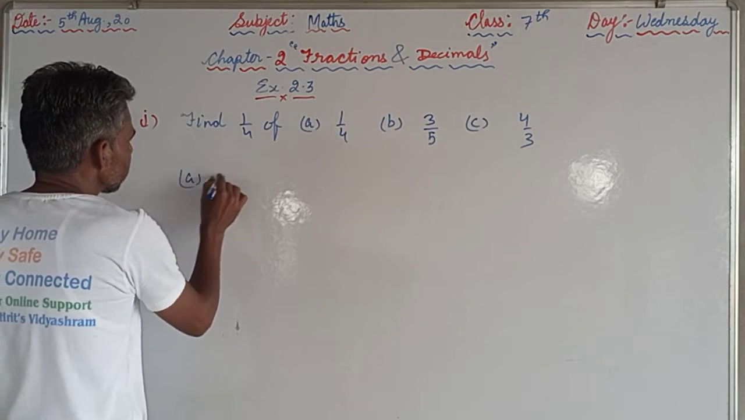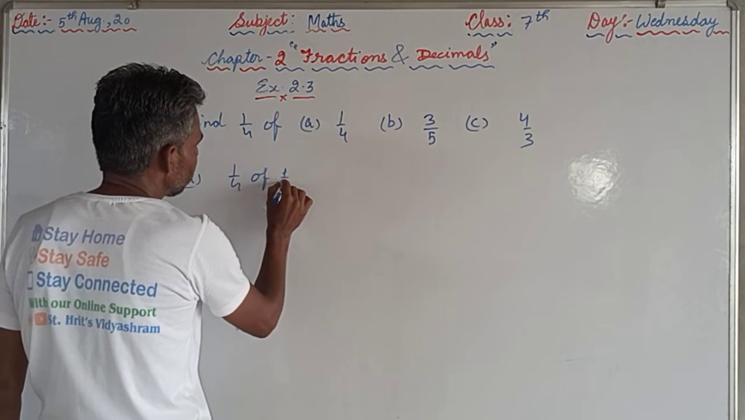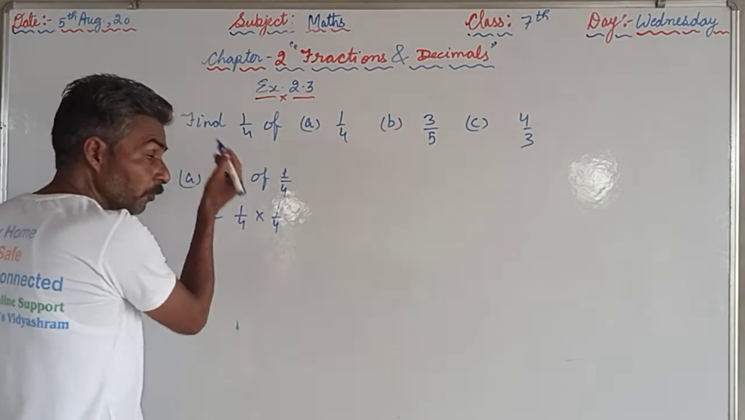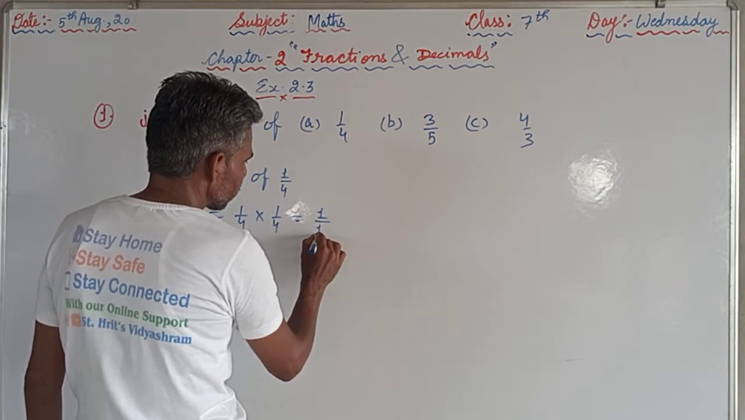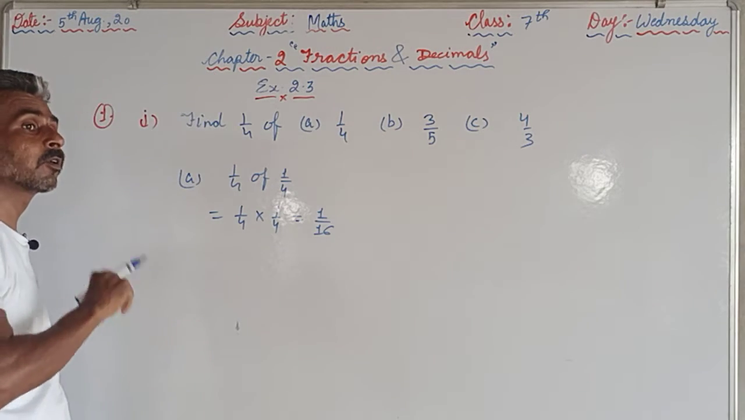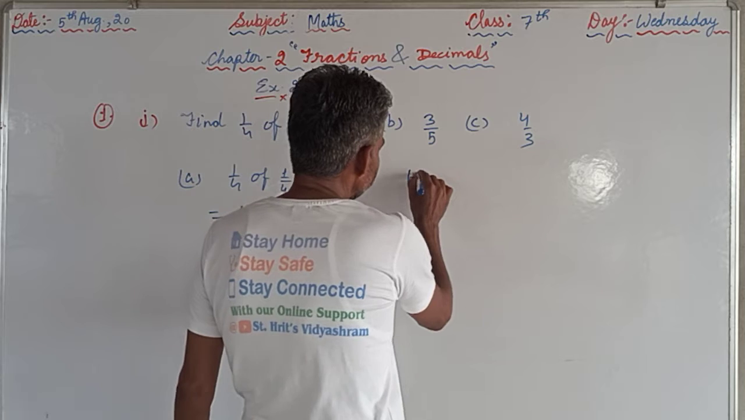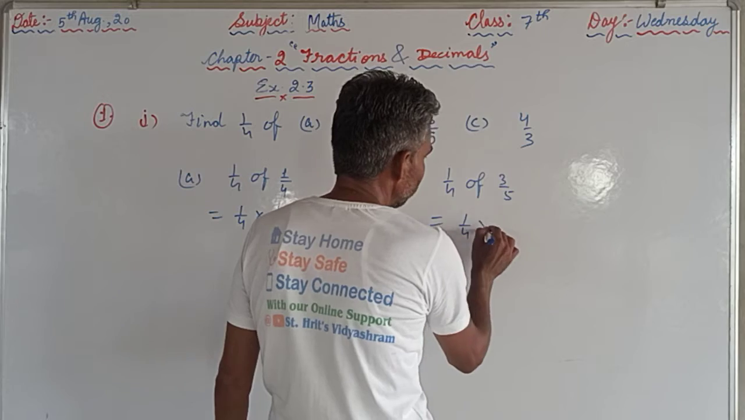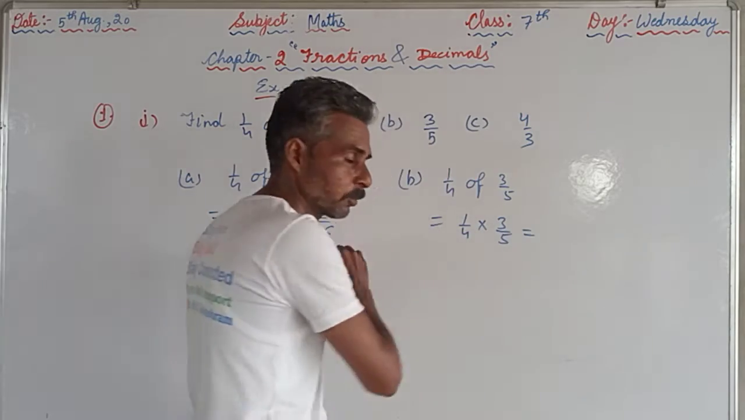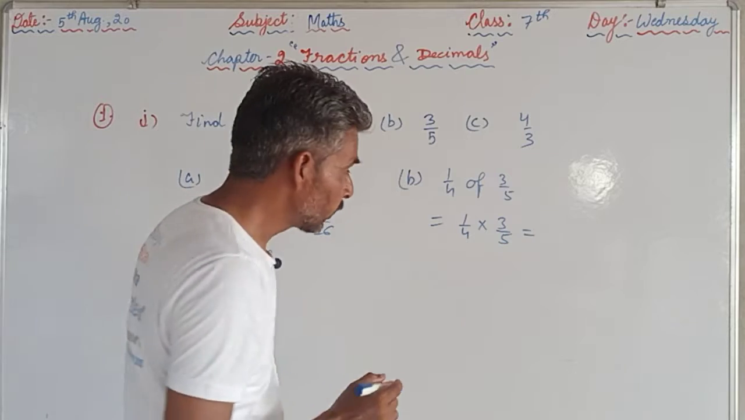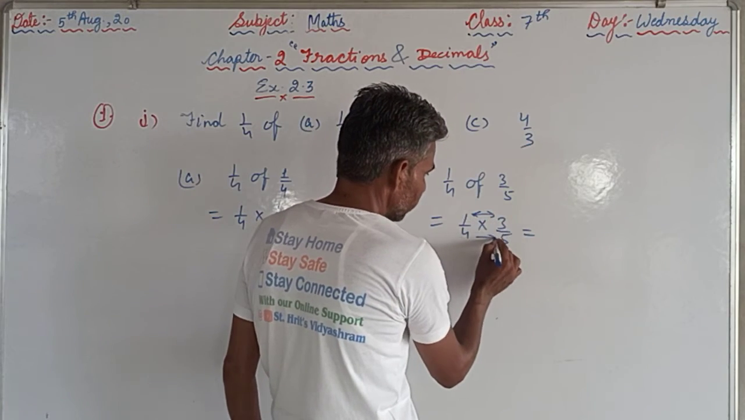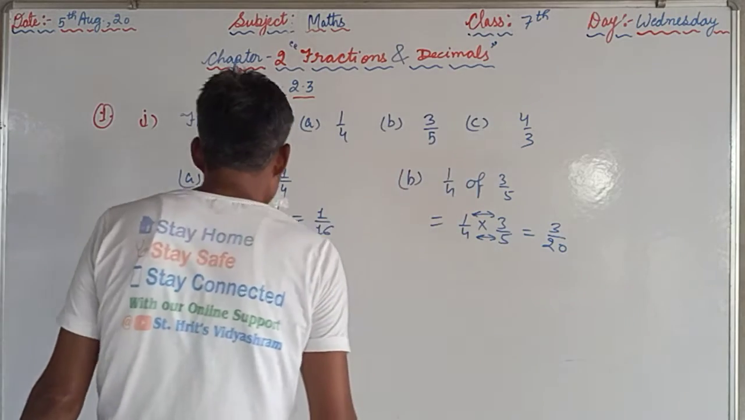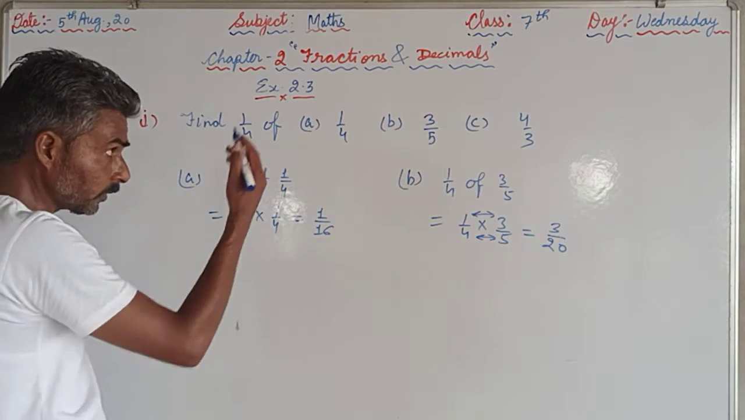So A part is 1 by 4 of 1 by 4, that will be 1 by 4 into 1 by 4. Of means multiply, and the answer will be 1 by 16. 1 by 16 is 1 by 4 of 1 by 4. B part, 1 by 4 of 3 by 5, means 1 by 4 multiplied by 3 upon 5. So we are supposed to multiply numerator by numerator and denominator by denominator, means these two and these two. 3 1s are 3 and 4 5s are 20. So 3 upon 20 is 1 by 4 of 3 by 5.